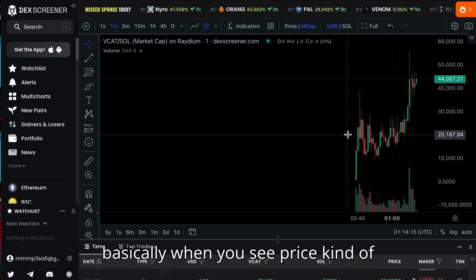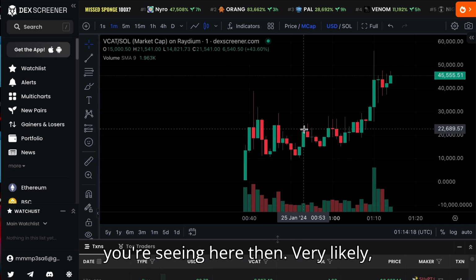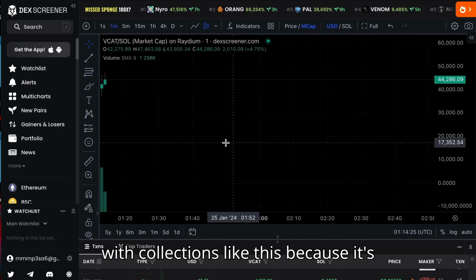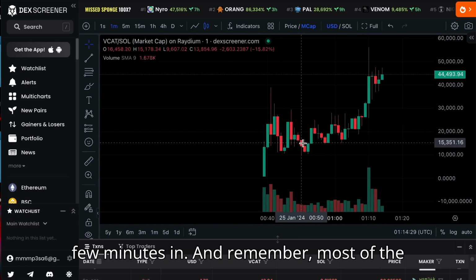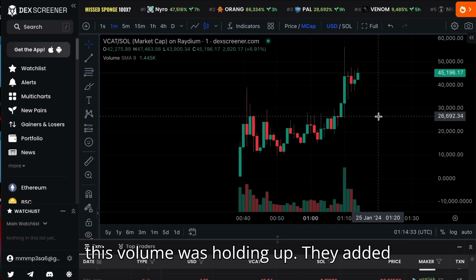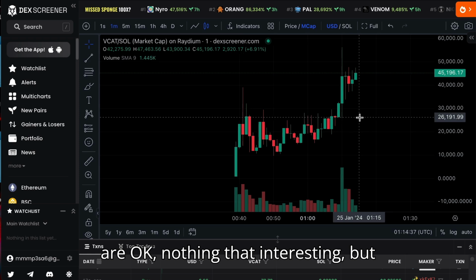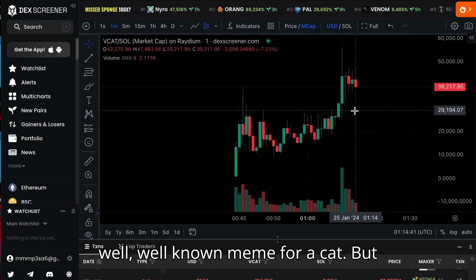The strategy is basically when you see price consolidating around a particular area, as you're seeing here, then very likely, more often than not, it's going to break through. Now, you have to be careful with collections like this because it's so early and so new, only a few minutes in. And remember, most of the time the volume dies down. But this volume was holding up. They added socials, which is bullish again. Socials are okay, nothing that interesting. But basically, it's a vibing cat, which is a well-known meme for a cat.